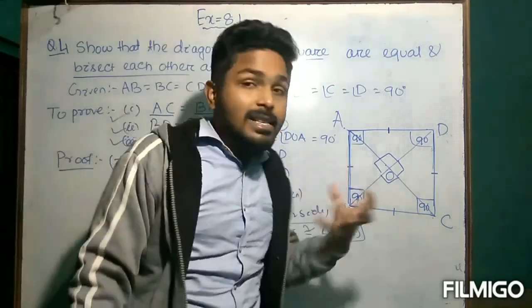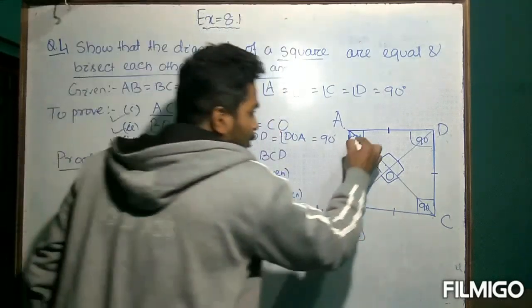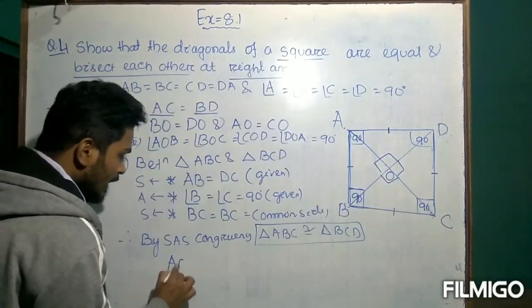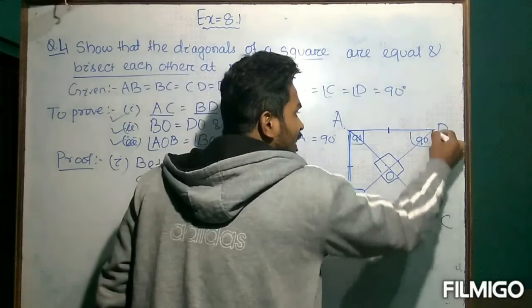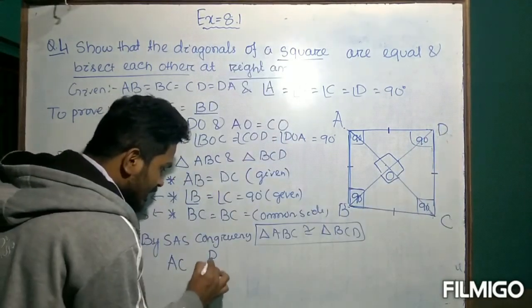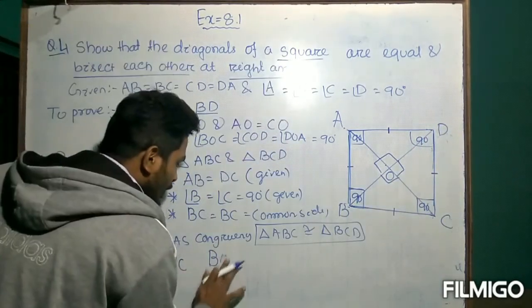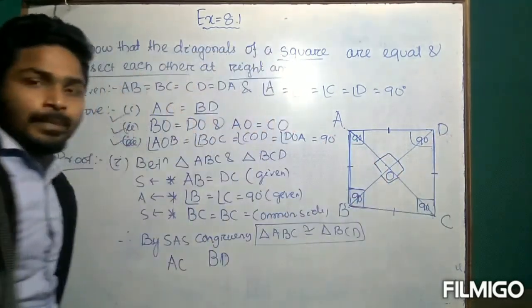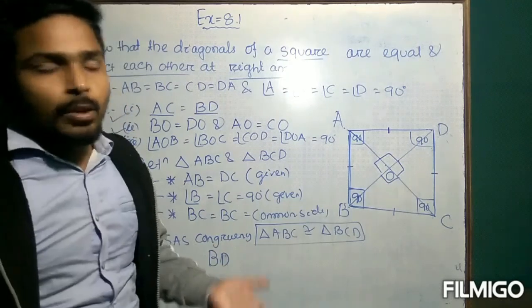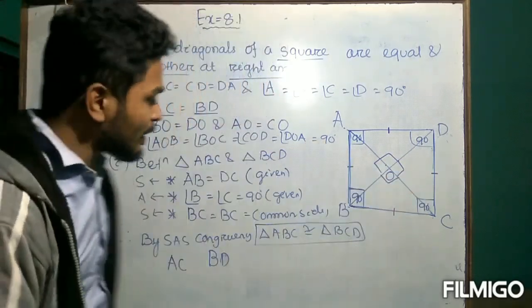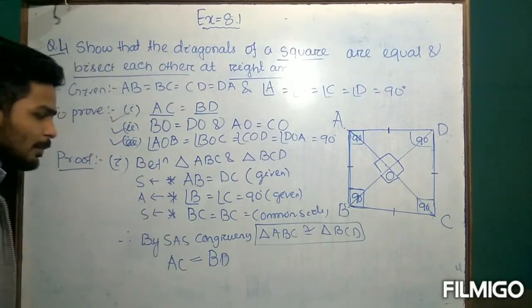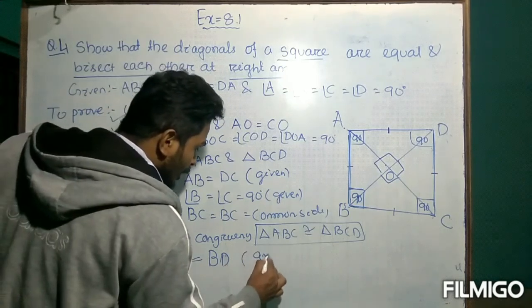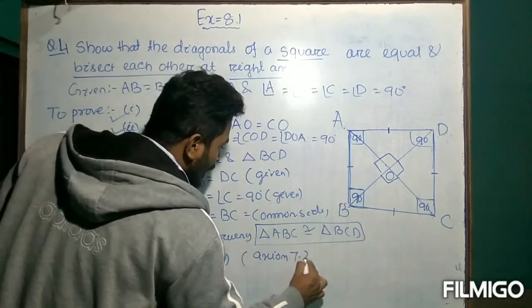Now, let's consider their corresponding parts. See, for the triangle ABC, AC is a side. For the triangle BCD, BD is a side. But we know that triangle ABC is congruent to triangle BCD, and these two are their corresponding parts. We know if any two triangles are congruent, then their corresponding parts, that means their corresponding sides as well as their corresponding angles must be equal due to axiom number 7.2.